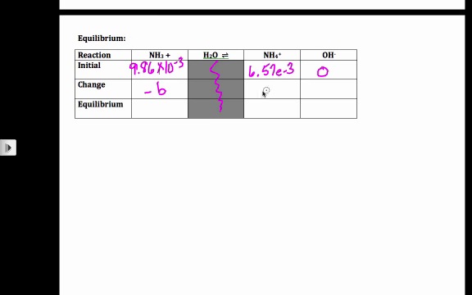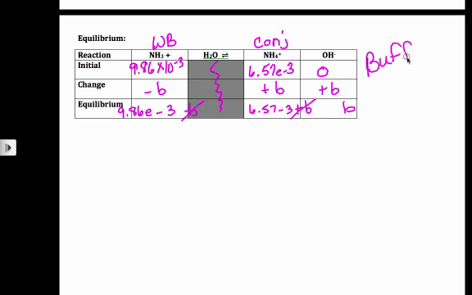Now this is a base, so it's minus B, or plus B, and 9.86 times 10 to the minus 3, 6.57 times 10 to the minus 3. This is minus B, this is plus B, and then B. We're going to neglect this. Now, what you notice is we have both a weak, in this case a weak base, and its conjugate. That's called a buffer solution. We're going to talk more about buffers later on, but I wanted to introduce that concept to you.